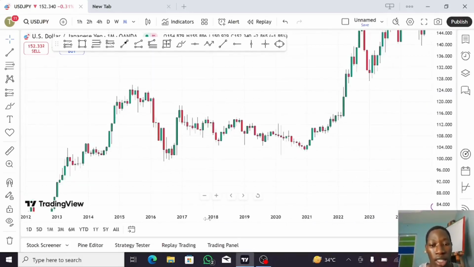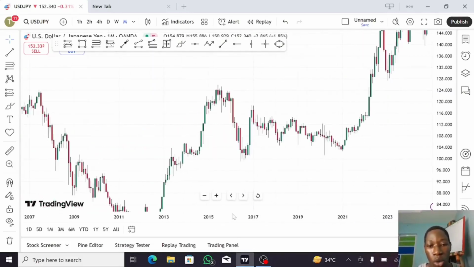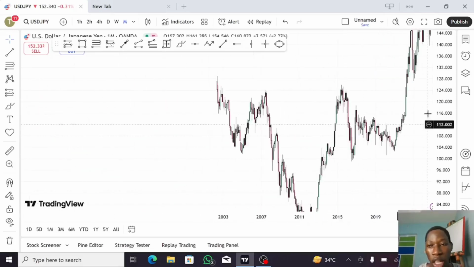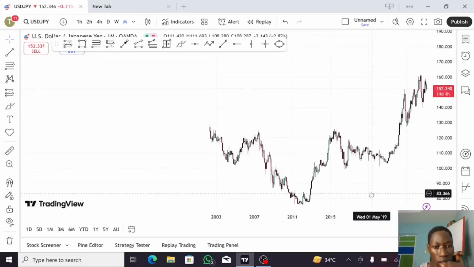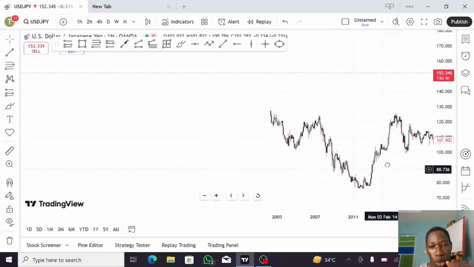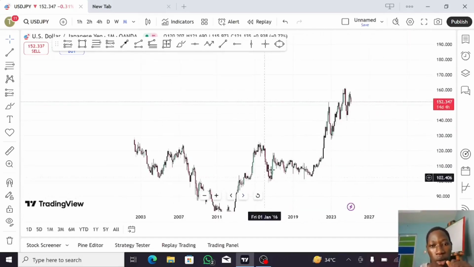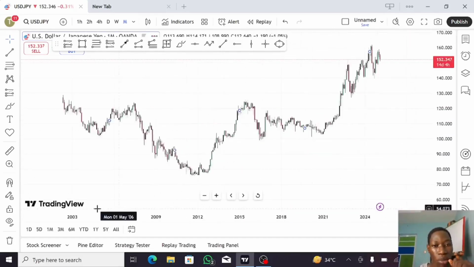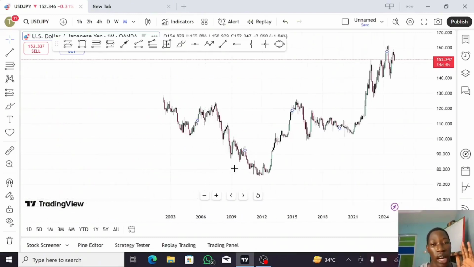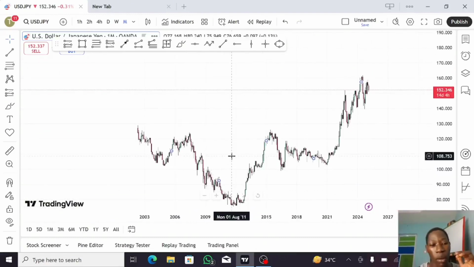Now, this is USD JPY. Quickly, now we're going to be zooming out and see what has happened in this chart over the longest time. Okay, now as you can see, this is not the whole data, right? But we can make use of this particular data.